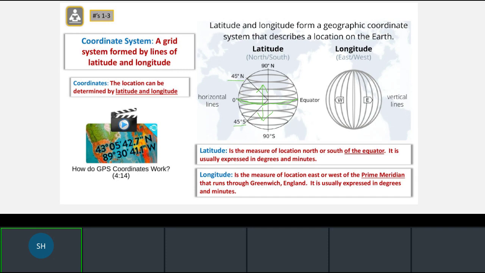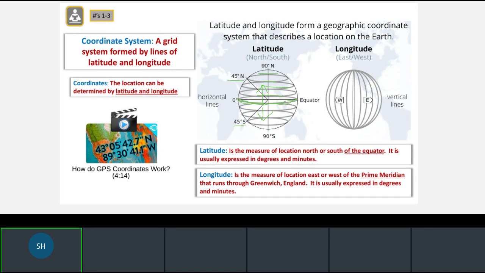Latitude lines are the measure of location north or south, and they are expressed in these lines that are going like this. All right. Just like that. So those are lines of latitude. Think about them. They are flat, kind of like a table. So latitude is flatitude. It's a good way to remember it.